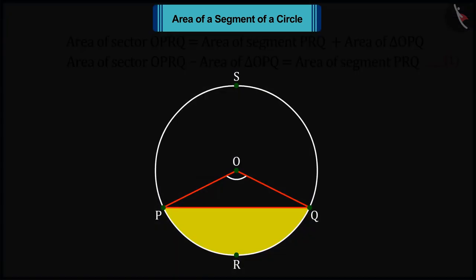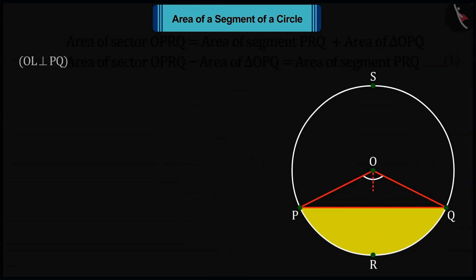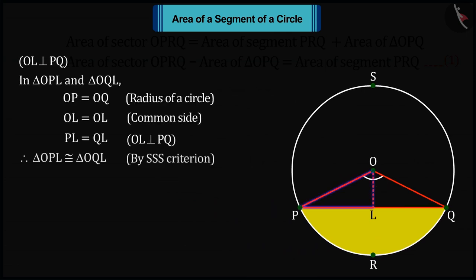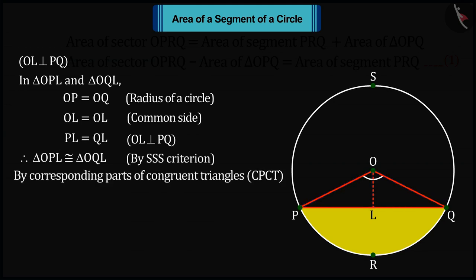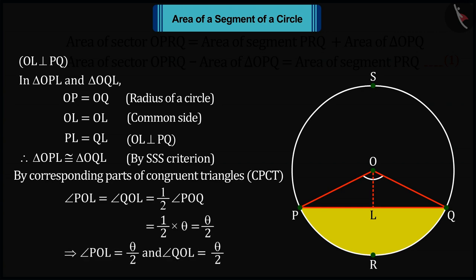For the area of a triangle, first the base and height have to be found. For this, we draw on PQ a perpendicular OL, which makes triangle OPL congruent to triangle OQL, and from the corresponding parts of congruent triangles, that is CPCT, we determine that angle POL is equal to angle QOL. The value of angle POL and angle QOL is theta divided by 2.